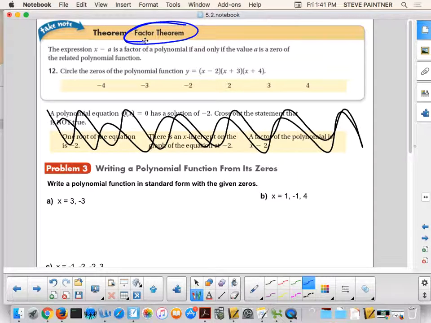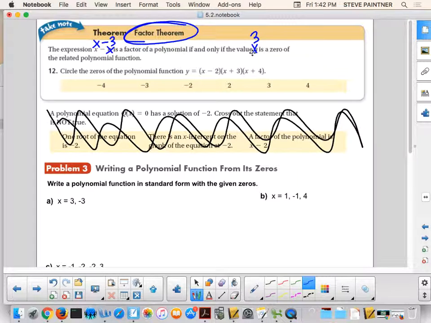Now, here's the deal about the factor theorem. If you read it, it makes sense, but it's kind of confusing what they're trying to tell you. So I'm just going to read it to you, then I'll tell you what it says. The expression x minus 3 is a factor of your polynomial if and only if the value 3, because you guys chose 3, is a what? 0. If 3 is a 0, then x minus 3 is a factor.